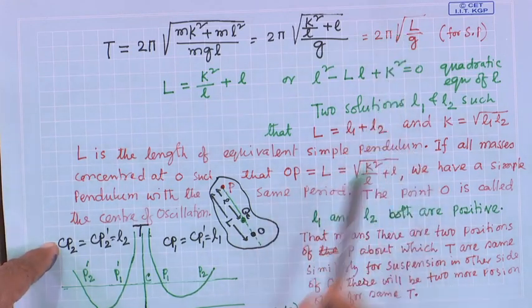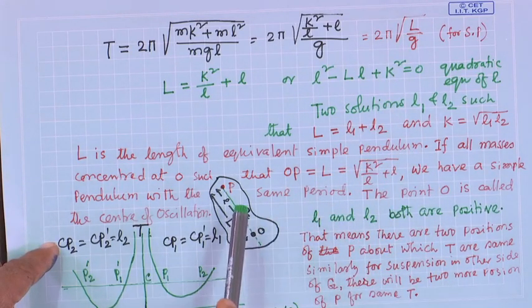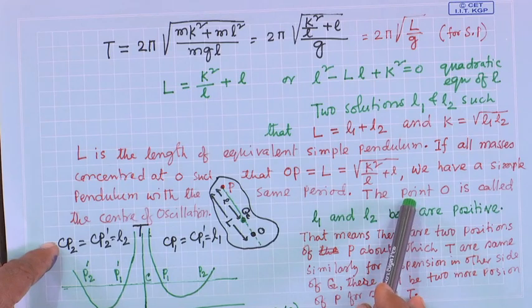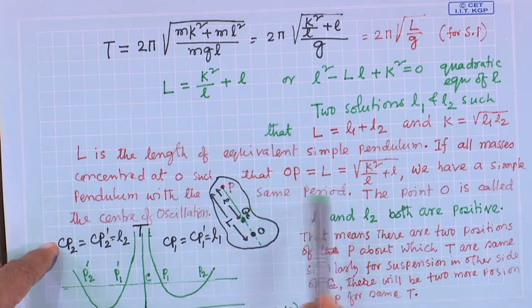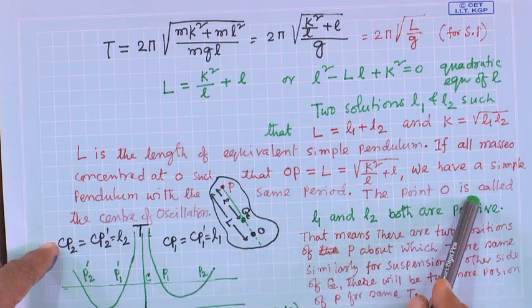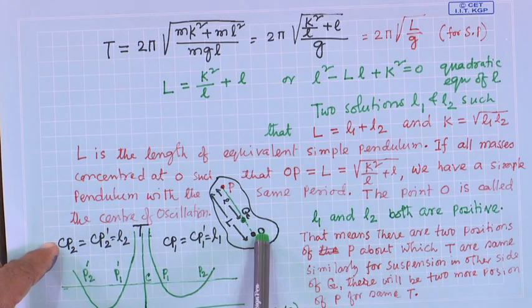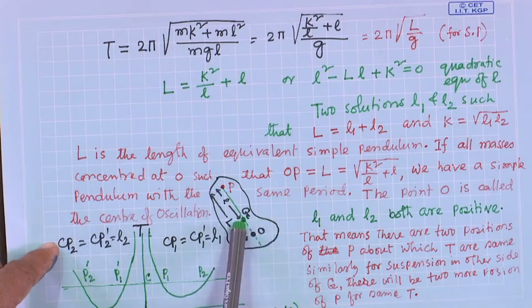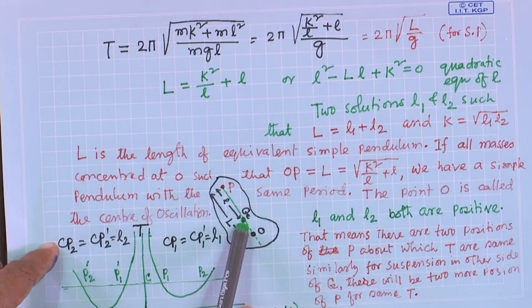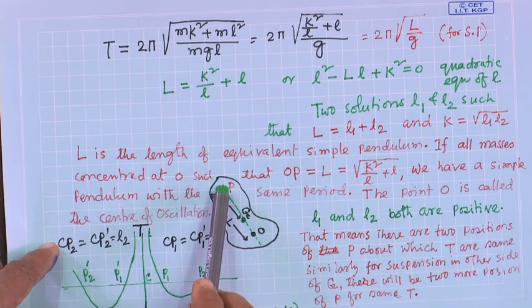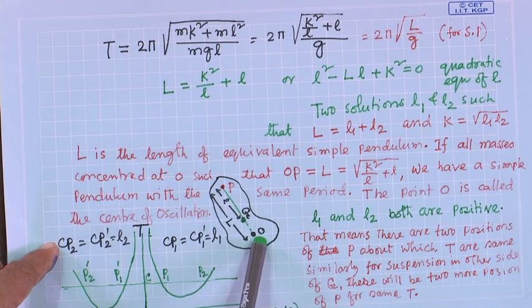So, comparing with the simple pendulum, this O is called the center of oscillation, G is the center of gravity, and P is the point of suspension. The distance from P to G is small l, and the distance from P to O, the center of oscillation, is capital L.